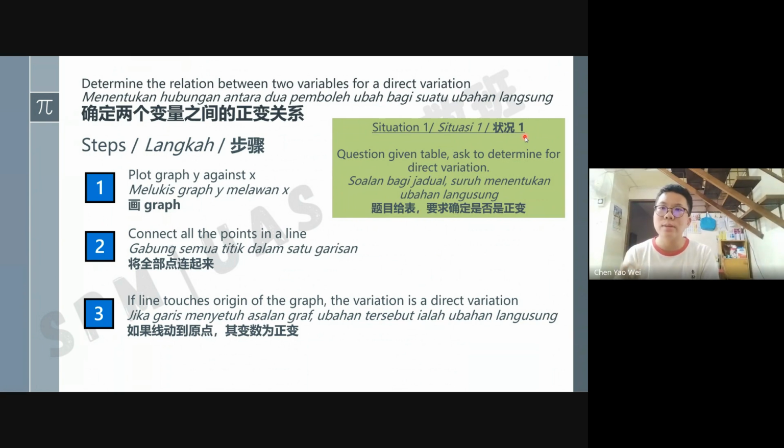If the line touches the origin of the graph, then the variation is a direct variation. So that is how we determine the variation, whether it is a direct variation or not. You already know this. Then you need to know about the next thing.